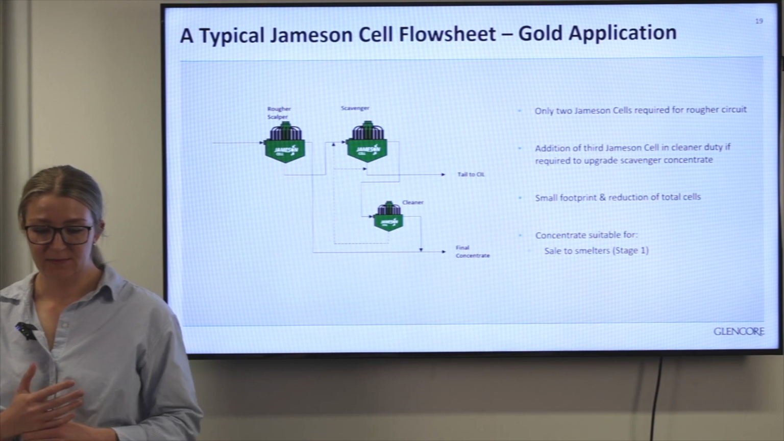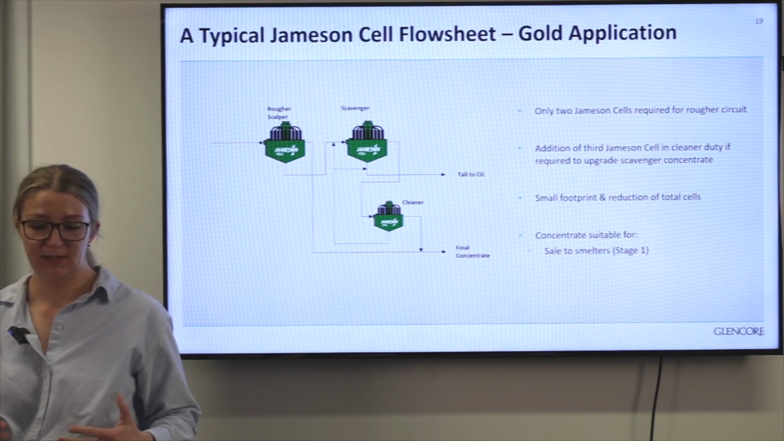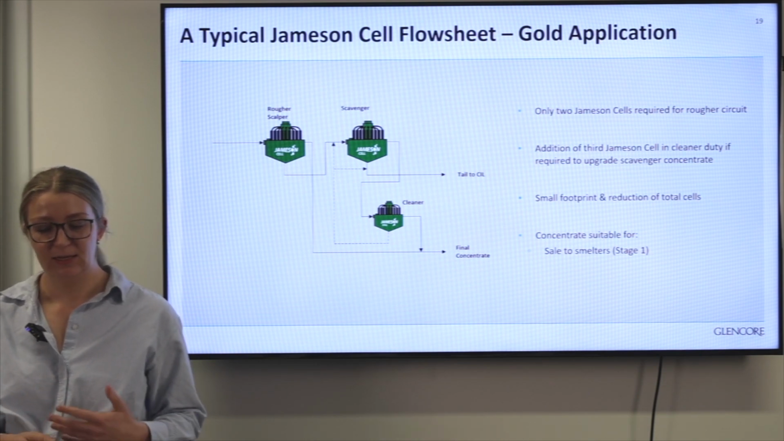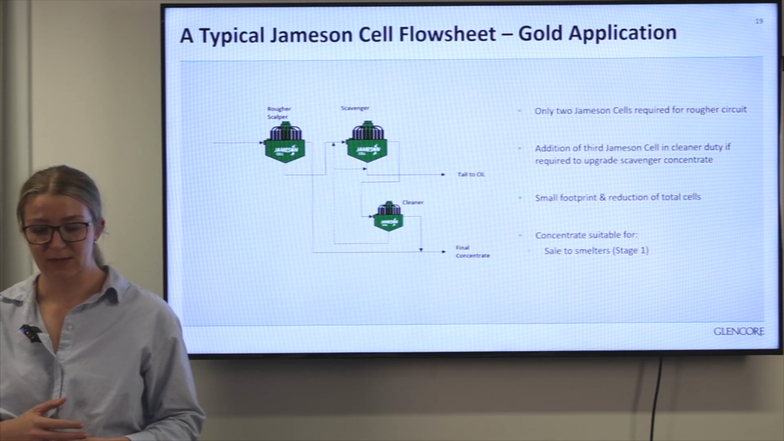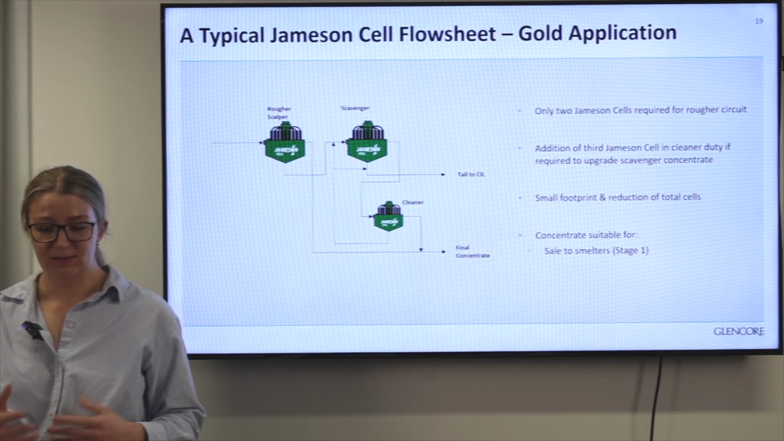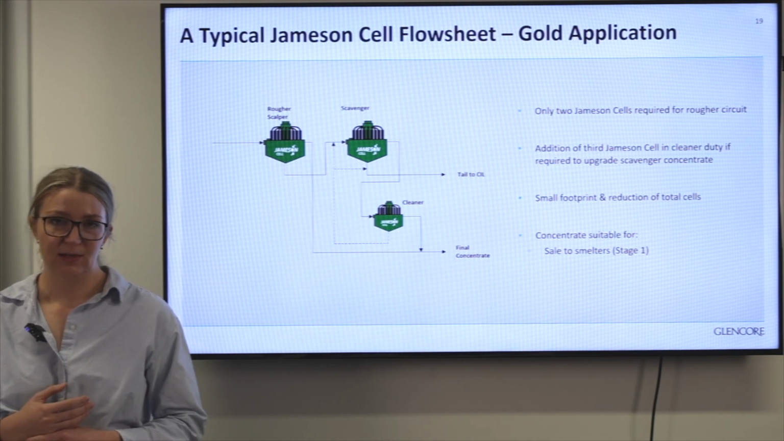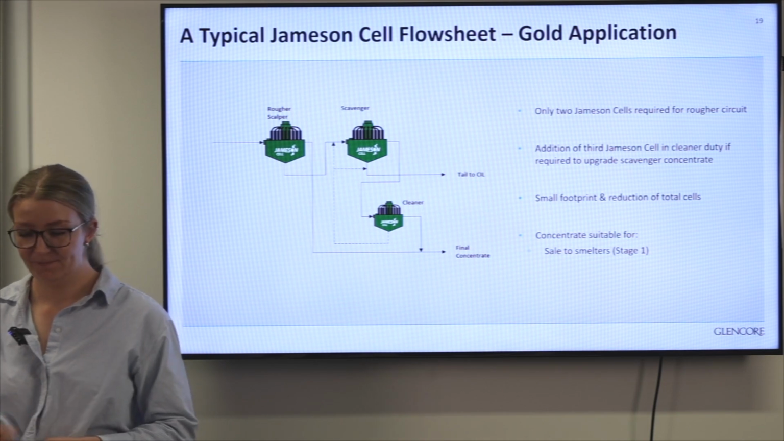So here's a second flow sheet, which is a variation of the first one. This one includes the addition of a third Jameson cell in a cleaner duty. Usually include this one if the scavenger concentrate requires some further upgrading to reach that final concentrate grade. So this flow sheet configuration is mainly suited to the stage 1 implementation, where concentrate quality is important for on-sale to smelters.